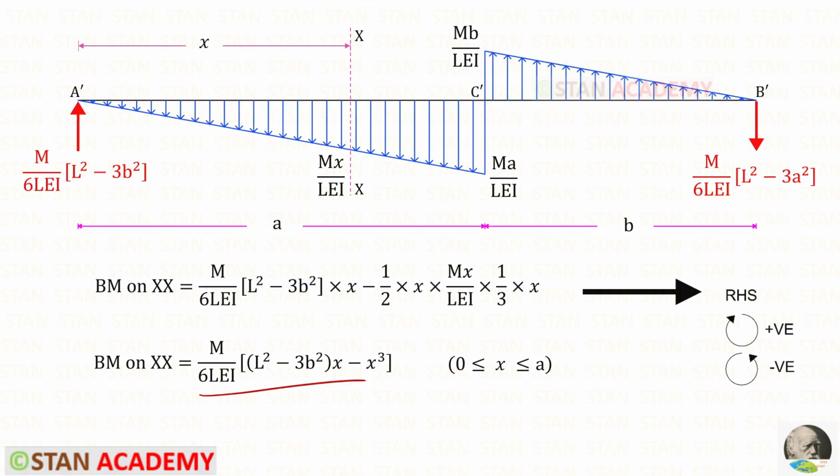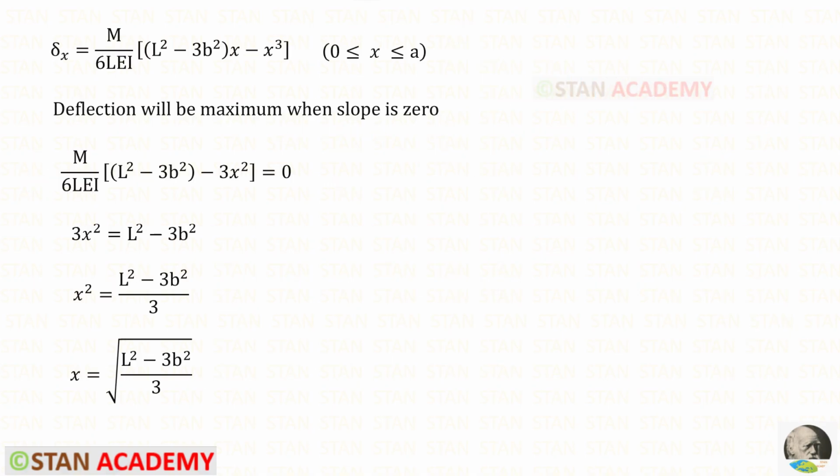Using this expression, we can find the deflection in the real beam from the point A to the point C. That means when x varies from 0 to A, the maximum deflection will occur in the larger portion AC. Let us see how to find the maximum deflection. Deflection will be maximum when the slope is 0. From the deflection equation, we can find the slope equation. For that, we have to differentiate the deflection equation with respect to x.